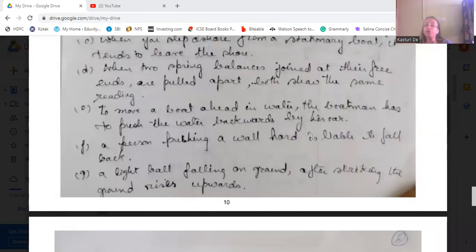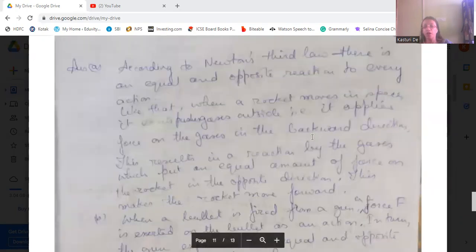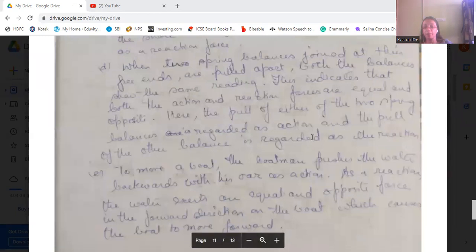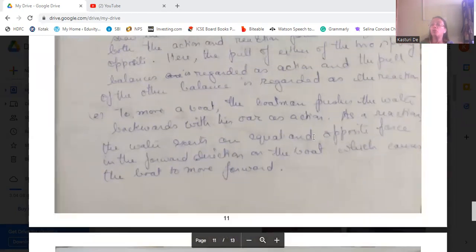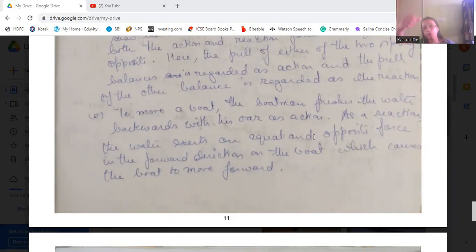Then, to move a boat ahead in water, the boatman has to push the water backward with his oar. Why does it happen like this? To move the boat, the boatman pushes his oar in the water backwards. By pushing the water backwards, it is an action. With his oar, he applies a force on the water to move backward. That is an action.